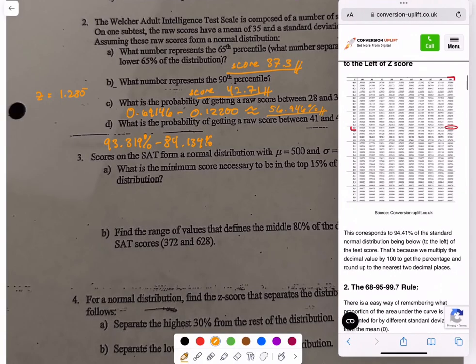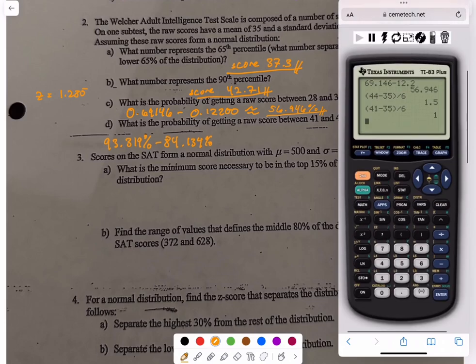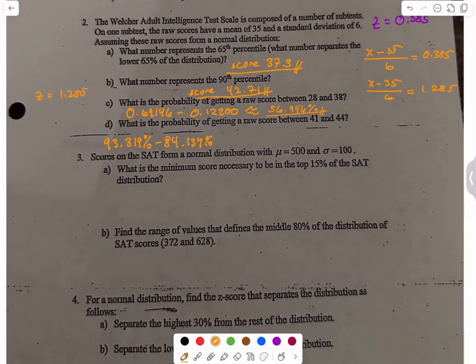So if we subtract those two, 93.319 minus 84.134, we get 9.185. So about a 9% chance to get between those two.